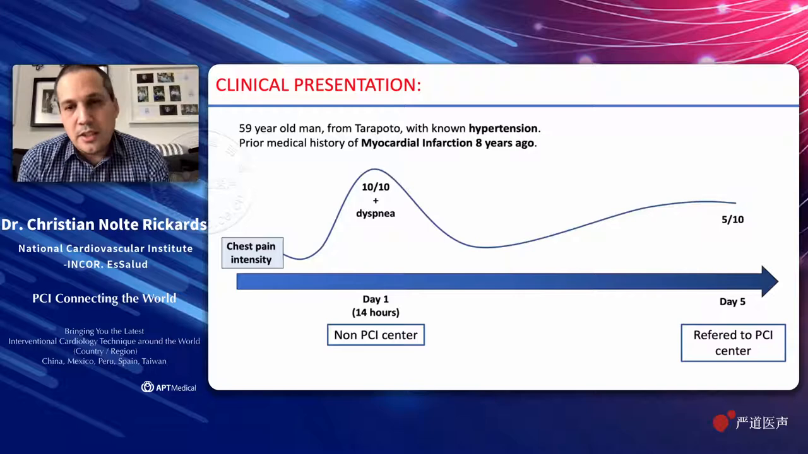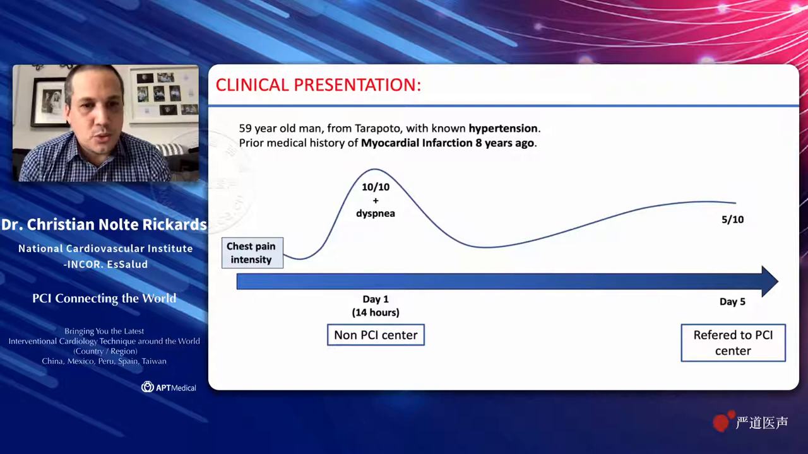Some of our provinces here in Peru do not have cath labs, and Tarapoto is one of those cities. So the patient just stayed in medical treatment at the hospital. Approximately on the 4th to 5th day, he started with angina again. At that point, because of post myocardial infarction angina, he was transferred to Lima to a hospital with PCI.